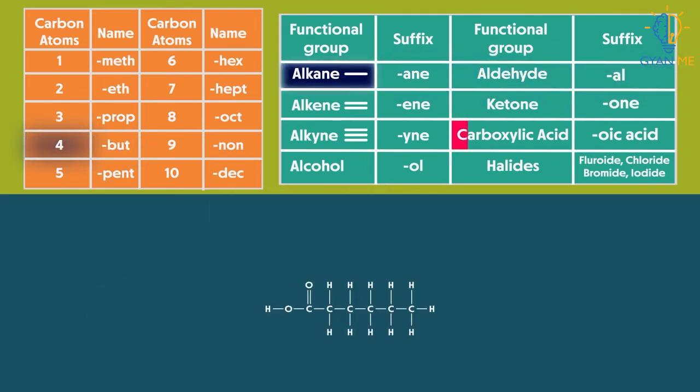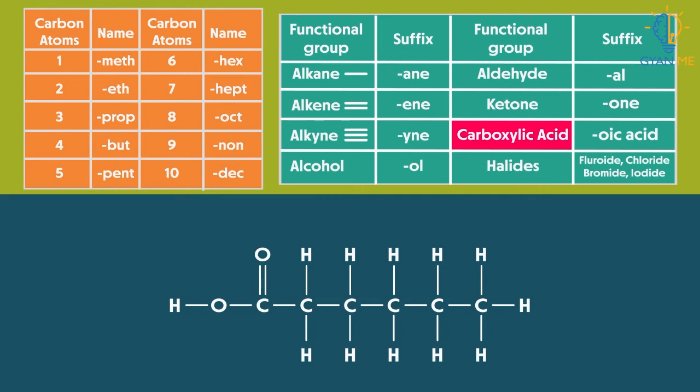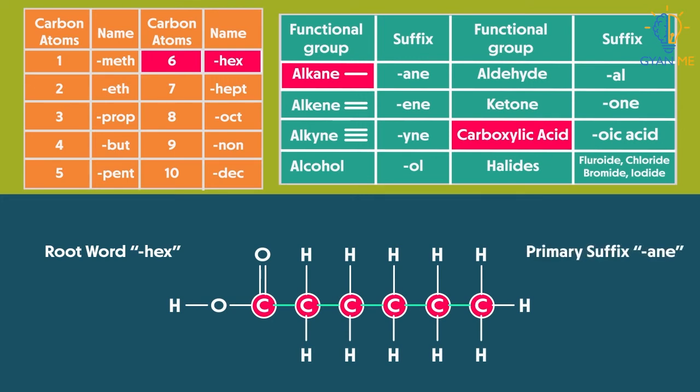Now let us consider the carboxylic group. The number of carbon atoms in this structure, as you see, is 6. So here the root word will be hex. Also, this compound contains all single bonds and the functional group carboxylic acid. Hence, the primary suffix will be ane for alkane series and single bond, and the secondary suffix will be oic acid for the carboxylic group after the root. Thus, the name of this compound will be hexanoic acid.